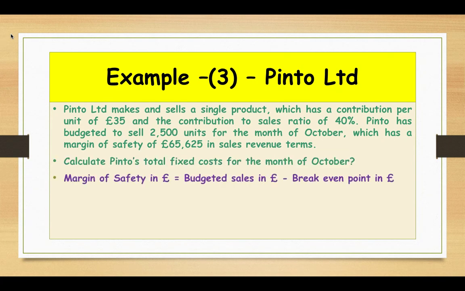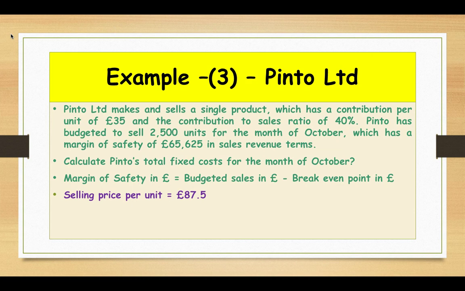So we'll start with the formula. We will always start with the formula. That's the best way to start a question. Margin of safety in pounds is equal to budgeted sales in pounds, or in money value, take away the break-even point in money value. For the budgeted sales in money value, we need to calculate the selling price per unit, because they have given the number of units, but they didn't give us the selling price per unit.